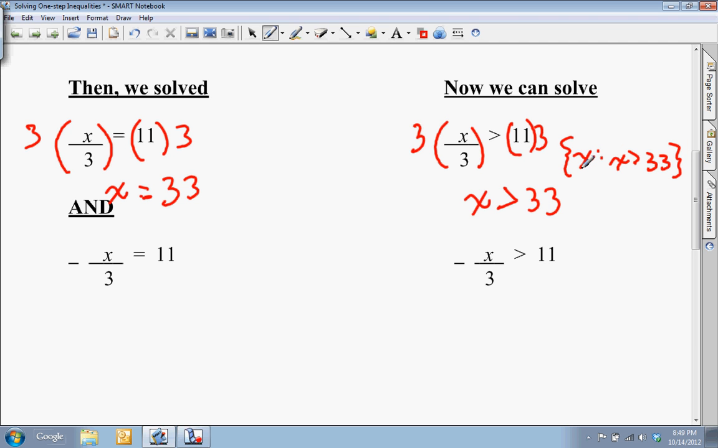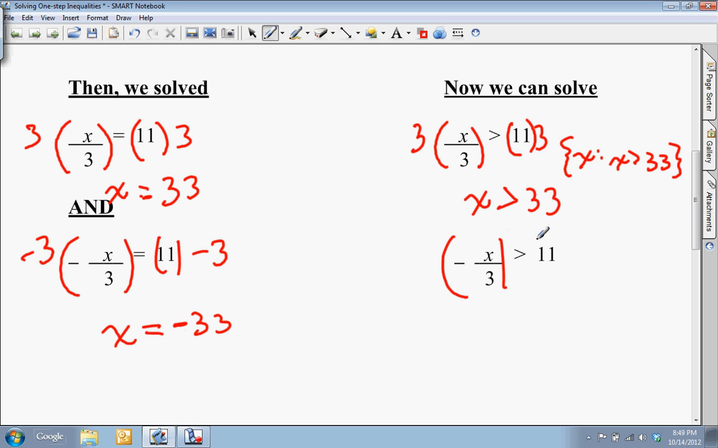However, in this case, in order to get x to stand alone, we must multiply both sides by negative 3. So in this case, if we say that negative x over 3 equals 11, we multiply by negative 3, we get x equals 33. Well, there's nothing new there.